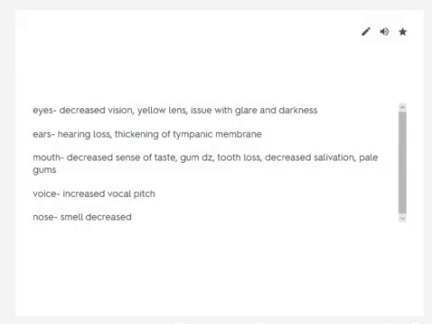Changes with older age: eyes, ears, mouth, voice, nose. Eyes: decreased vision, yellow lens, issue with glare and darkness. Ears: hearing loss, thickening of tympanic membrane. Mouth: decreased sense of taste, gum disease, tooth loss, decreased salivation, pale gums. Voice: increased vocal pitch. Nose: smell decreased.